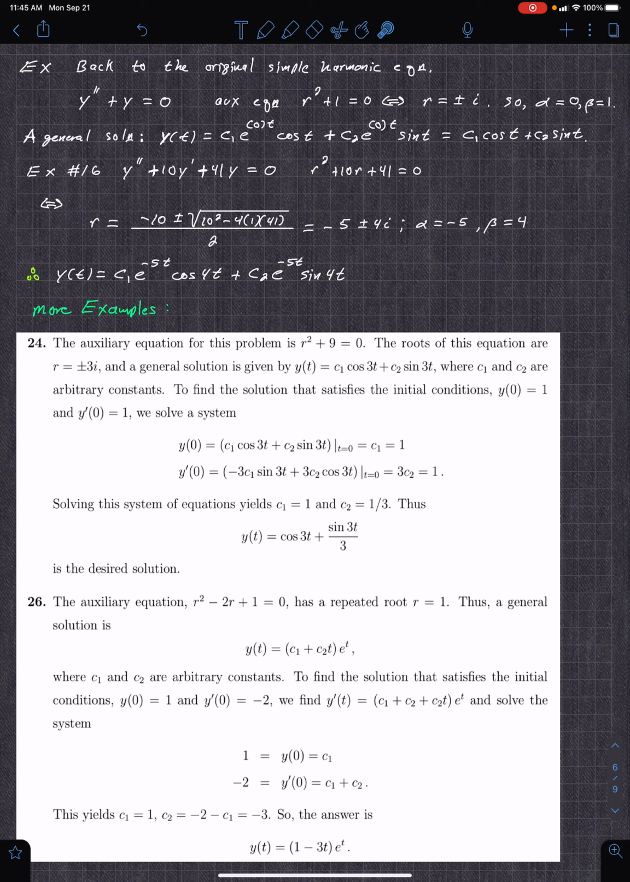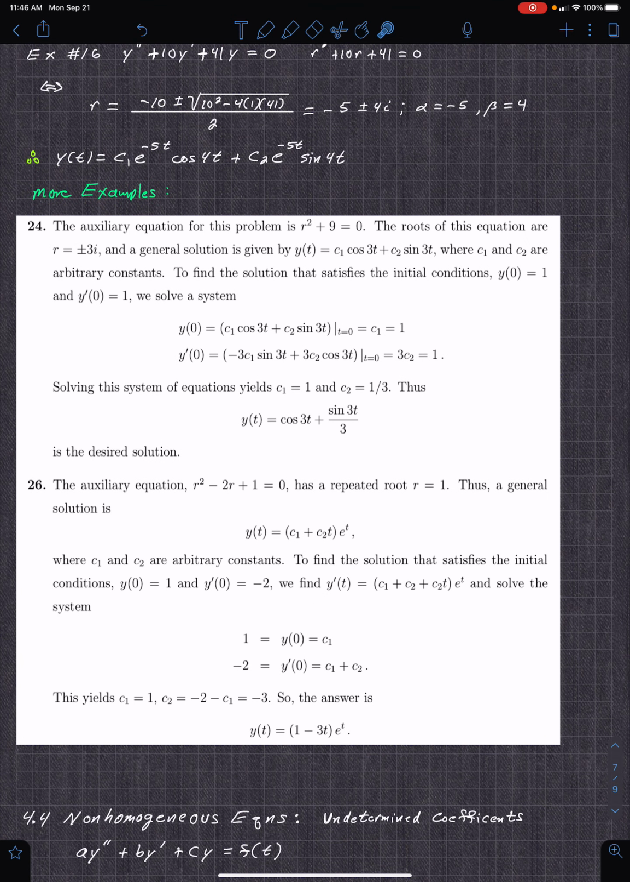I put up a couple more that might be a little more complicated just from the solutions. So you can check that out on 24 and 26, going through those, and look at more of the details. I like to work them out, but sometimes I just run out of time.